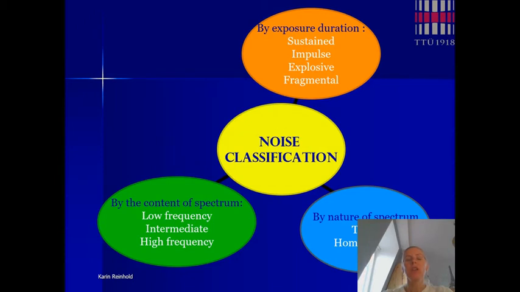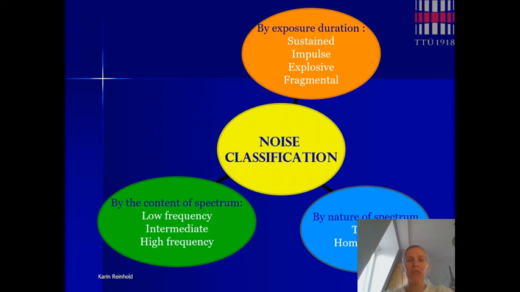When we think about noise types, then first by exposure duration, we can classify noise as sustained, impulse, explosive, and fragmental. Sustained is the noise level which is not changed during the particular period by more than 3 decibels. Impulse noise, for instance, is a gunshot, is an explosion, so the sound significantly exceeds the background sound pressure level for a very short duration, usually less than 1 second. And it is with high peaks, like 140 decibels. Explosive is a similar one, and fragmental means periodical or aperiodical interval exposure.